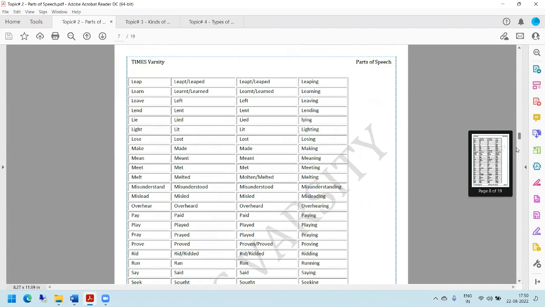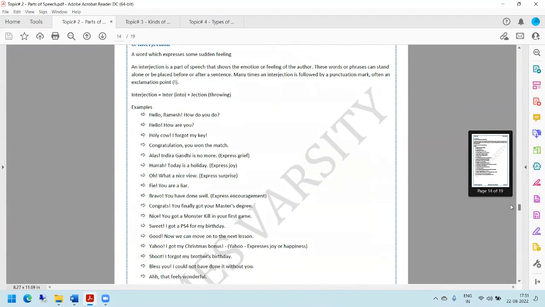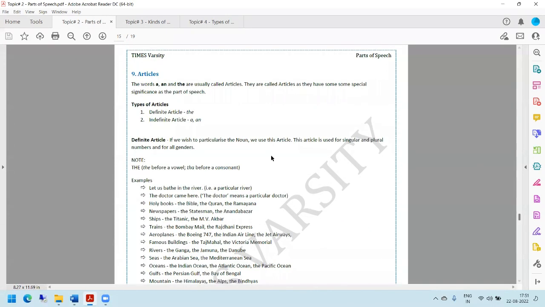Okay, so here now look at this, it is important. So what it says is that if the article the is used before a vowel, then it should be pronounced as thee. Oh, sorry. It should be pronounced as thee before a vowel, and the before a consonant.